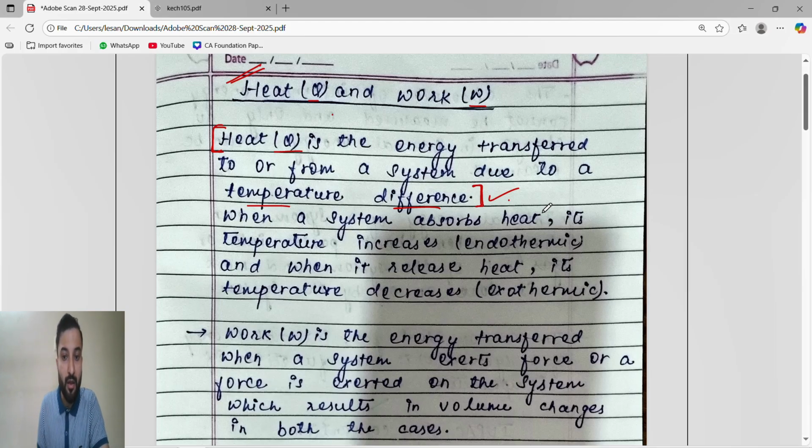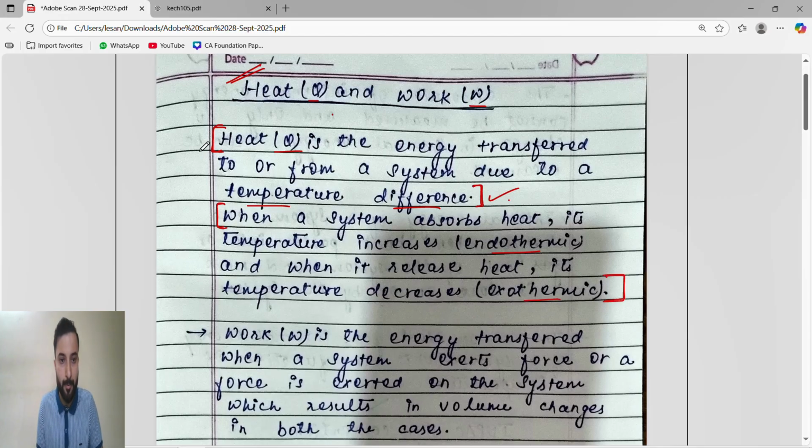Now this point: when a system absorbs heat, its temperature increases. I have explained this, so it is endothermic. And when it releases heat, its temperature decreases, which is exothermic. Write down till here.